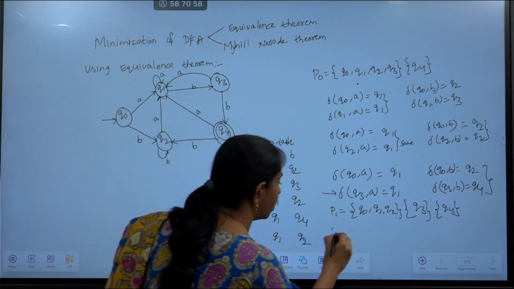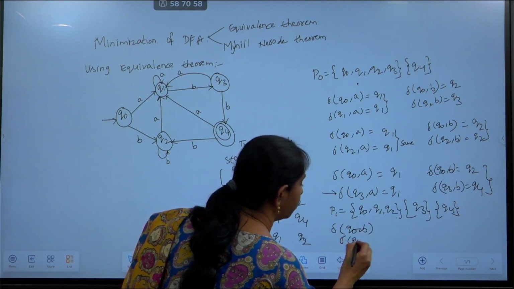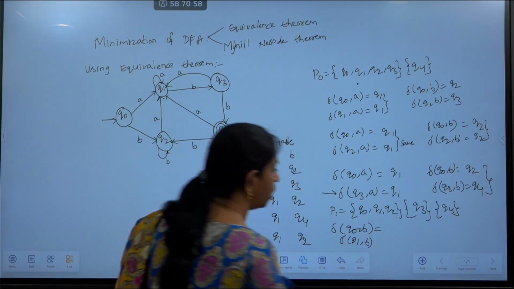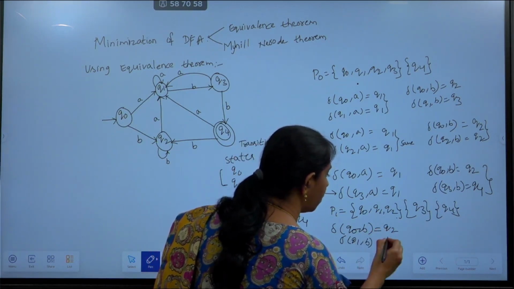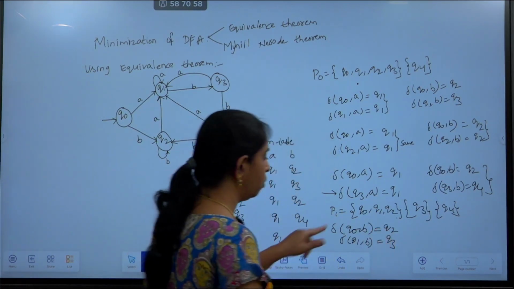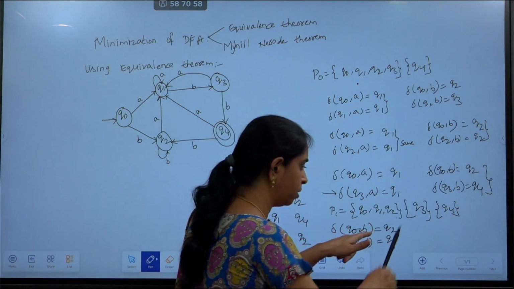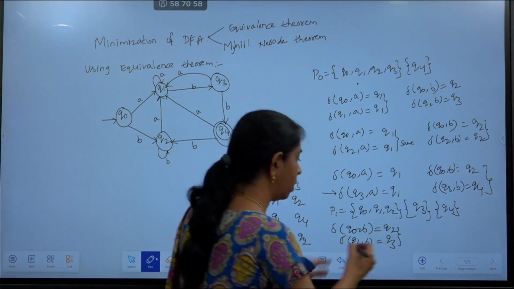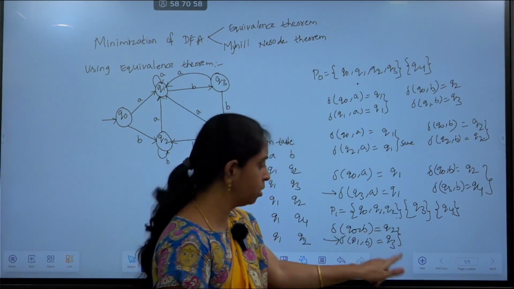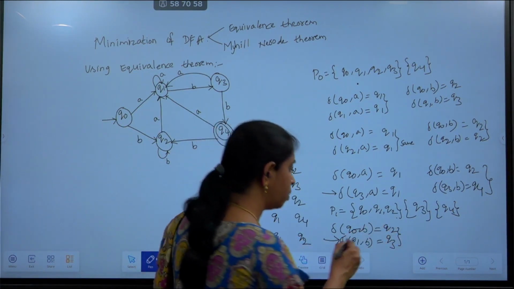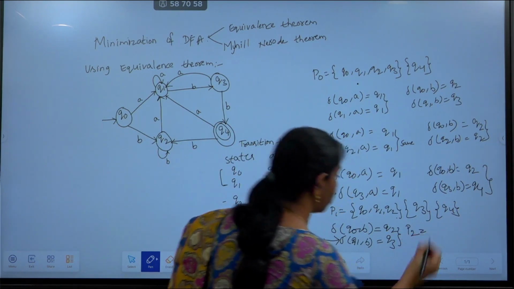That means write down one more comparison. Delta of Q0 comma B, delta of Q1 comma B. Q0 comma B we have the state Q2, Q1 comma B we have the state Q3. Now after the new partition, Q2 and Q3 are in the different states. So whenever we are comparing with the Q1, we have reached the different states. So now Q1 is in another partition. That means P2, that is one more partition.